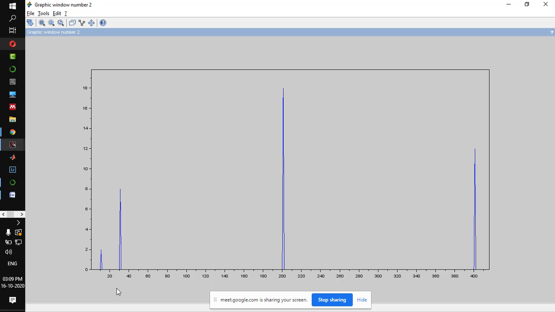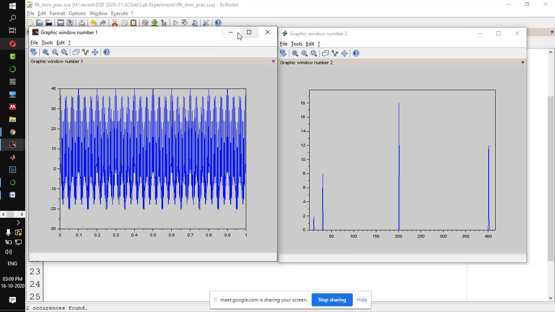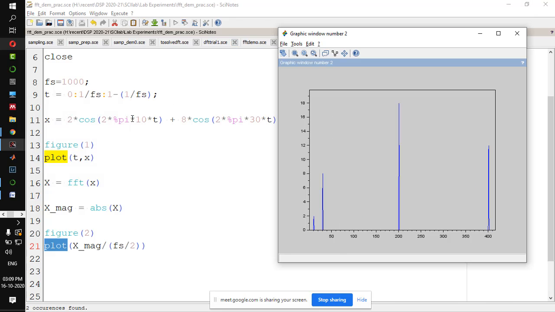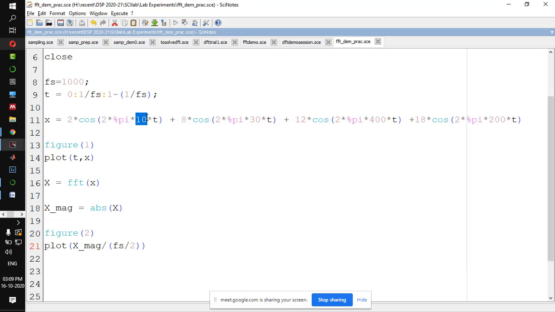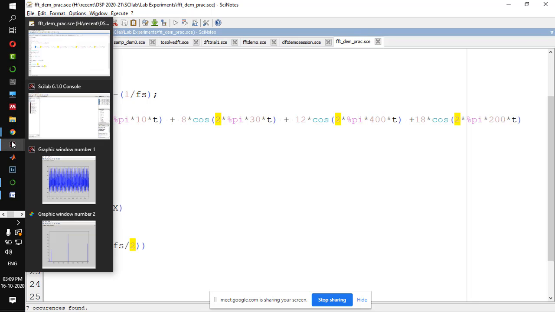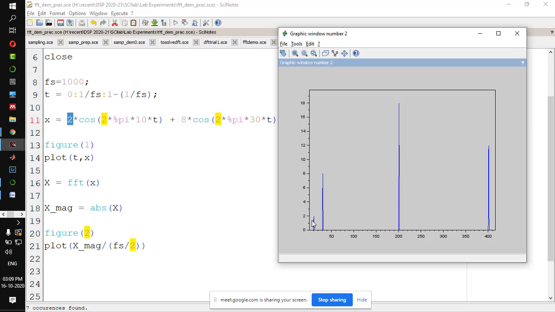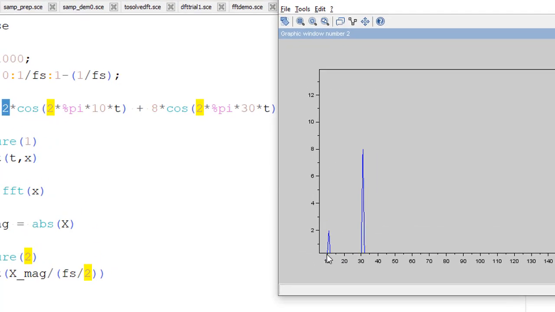Okay, so do I have 200 frequency components in my signal? How many frequency components we had? Let me just open the code. I have 10 Hertz, right? I have 10 Hertz frequency component. What is its amplitude? It is 2. So if I go back to the frequency domain, I will be having an impulse at 10. So just try to zoom it further.